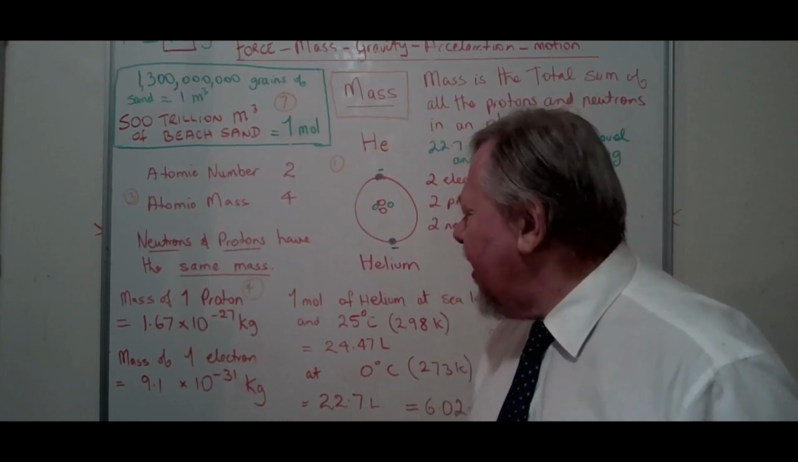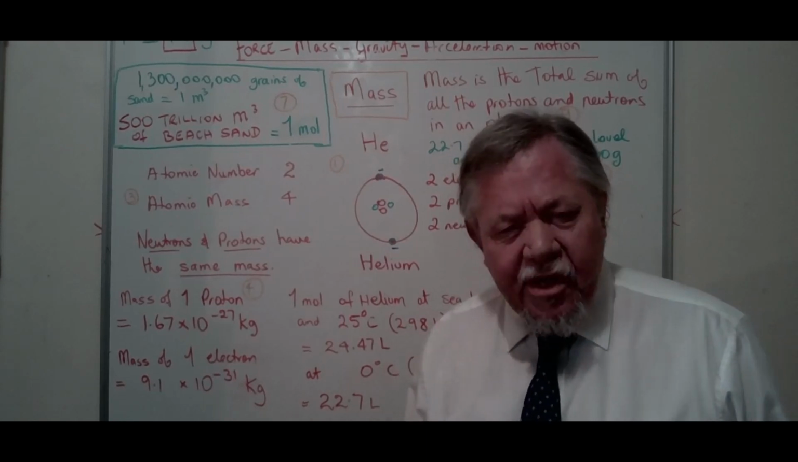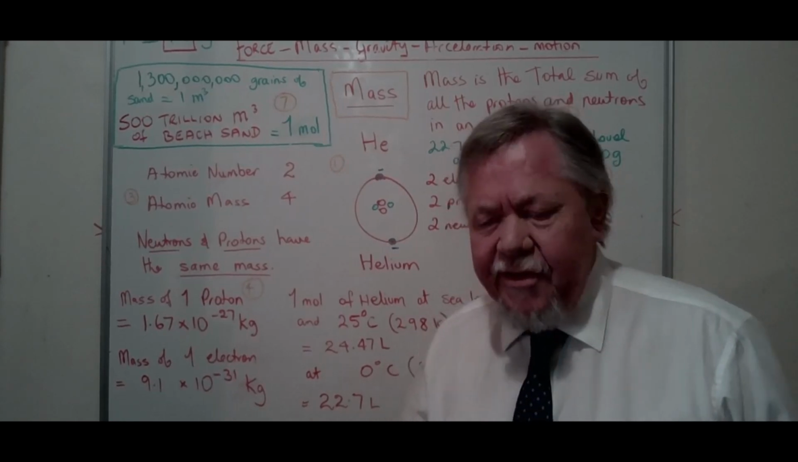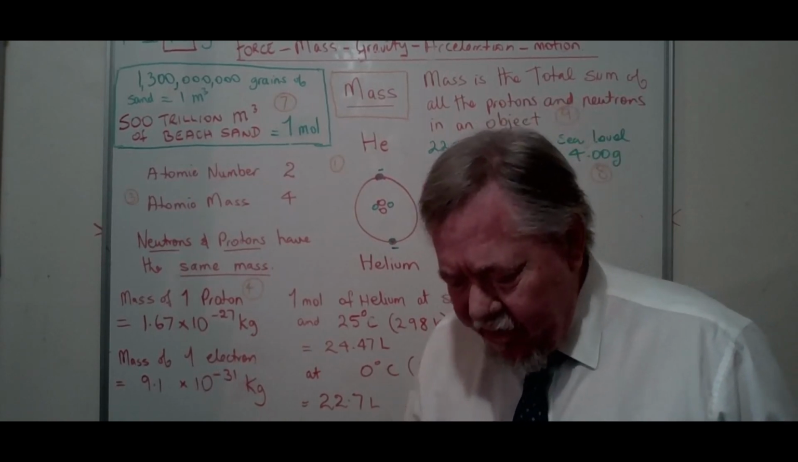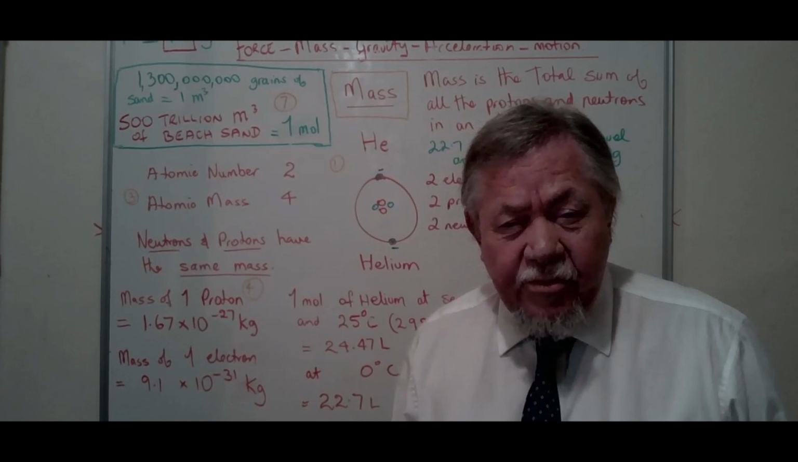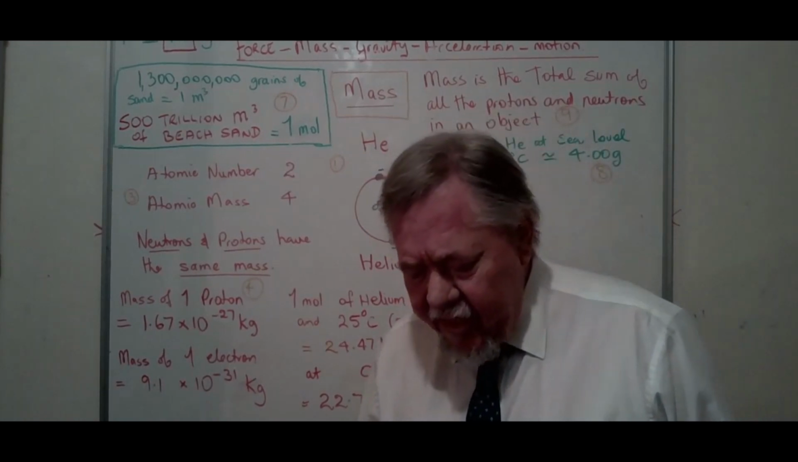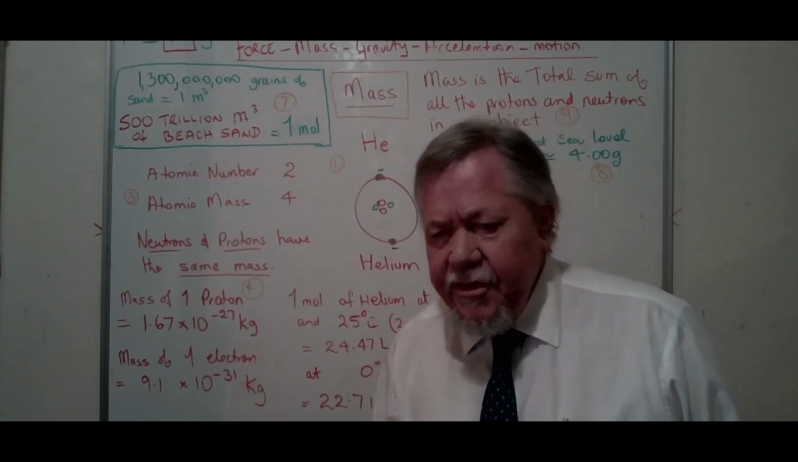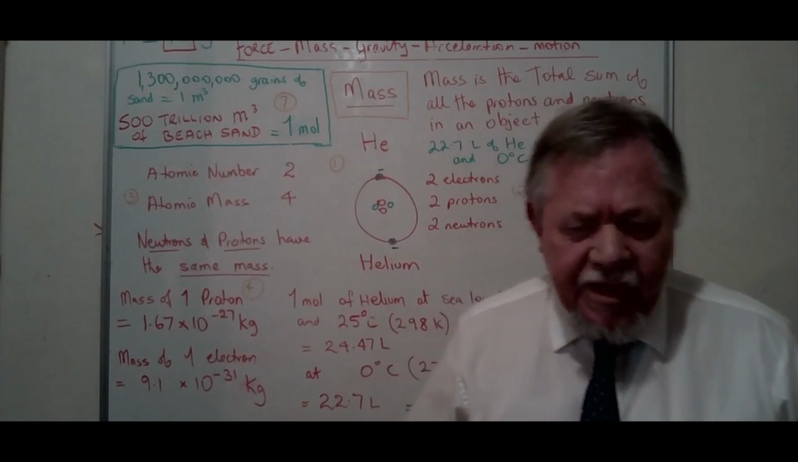Because electrons weigh so little, we don't actually need to count them. The mass of an electron is so negligible that it's not worth us even worrying about it. So we'll just focus on neutrons and protons in order to describe mass. And that is when we're working at this level.